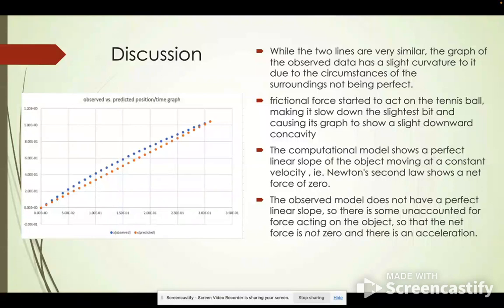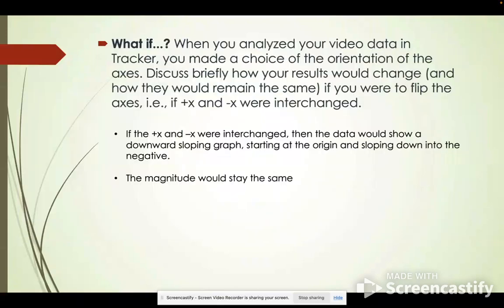So the observed model does not have a perfect linear slope, so there is some unaccounted for force acting on the tennis ball, so that the net force is not zero and there is an acceleration as shown by Newton's second law. Okay, so when you analyze your video, what if the positive x and the negative x were interchanged? This would cause a downward sloping graph starting at the origin and sloping down into the negative numbers. However, the magnitude would stay the same because we're not changing the actual data, we're just changing the axes.